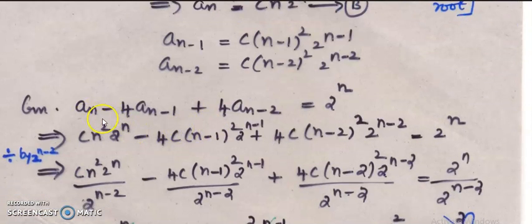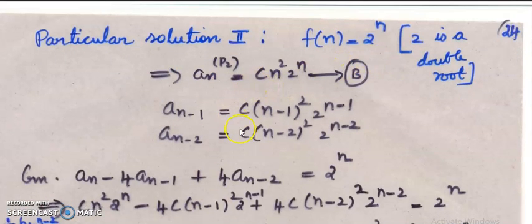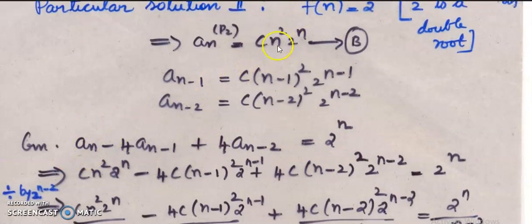So now consider the given equation. In the RHS, you take only the second term, don't take the first. Now we have completed the particular integral for 3n, right? Now we are taking 2 raised to n. So don't take 3 power n, it is enough you take 2 raised to n. So after replacing, this is the equation. Here you substitute the values. a_n is cn square 2 power n. Then a_(n minus 1) is c(n minus 1) the whole square 2 raised to n minus 1. 4 is here. Then 4 into a_(n minus 2), which is c(n minus 2) the whole square 2 raised to n minus 2. The RHS is equal to 2 raised to n.